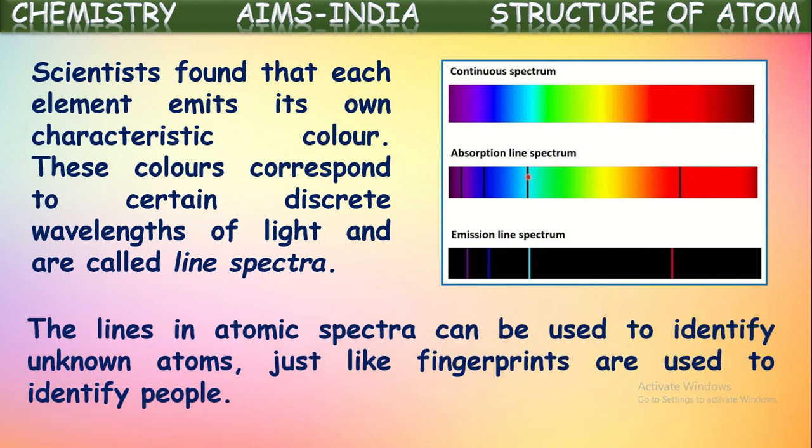The lines in atomic spectra can be used to identify unknown atoms, just like fingerprints are used to identify people. Here each element is characterized with a particular color and even particular atomic spectra. It will be different from the remaining elements. An atom or an element is characterized with a certain flame color as well as certain atomic spectra. So these atomic spectra can be used for identifying unknown atoms, just like fingerprints are used to identify people.